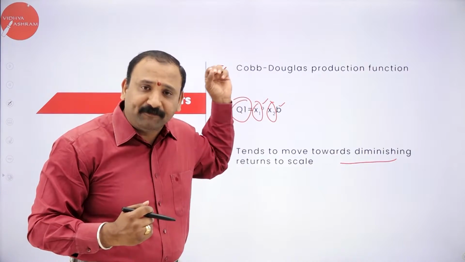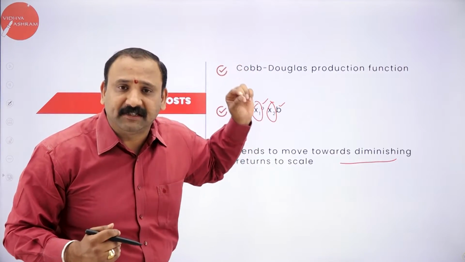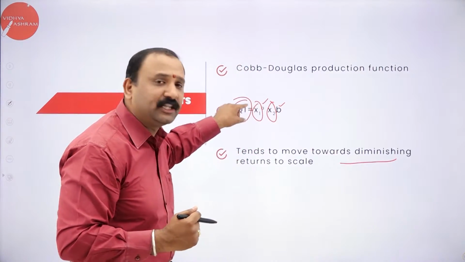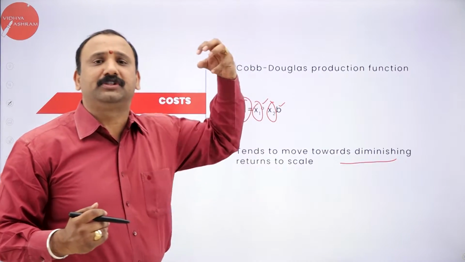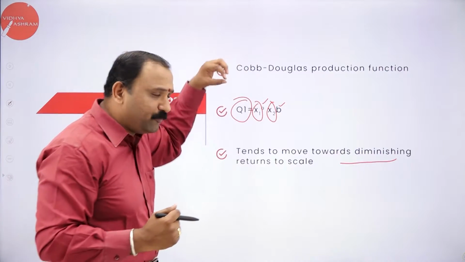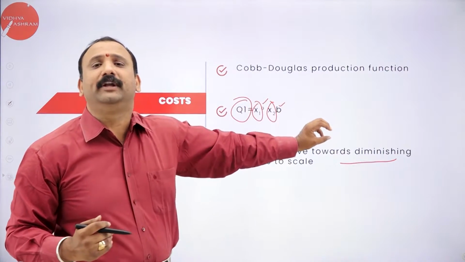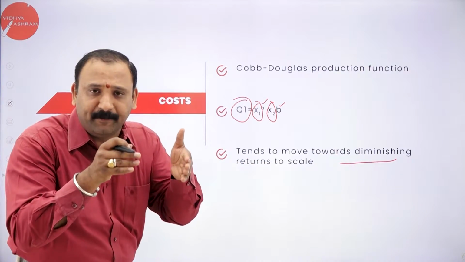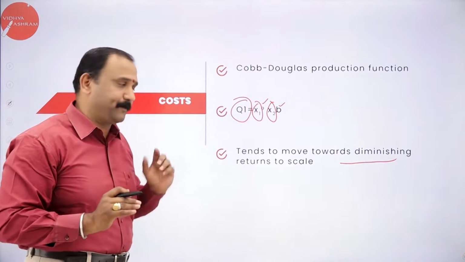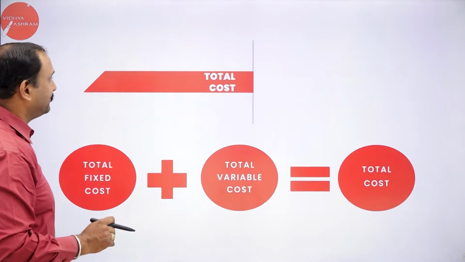Why? Because after a certain point, after a certain juncture, the Q1, Q2 will start coming down. However much you start putting in the inputs, all the variables will start moving towards the diminishing return of scale. So they will all start coming down towards saturation. Moving on to the next slide.